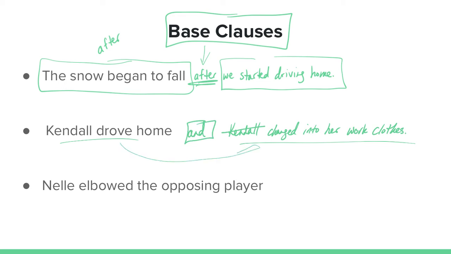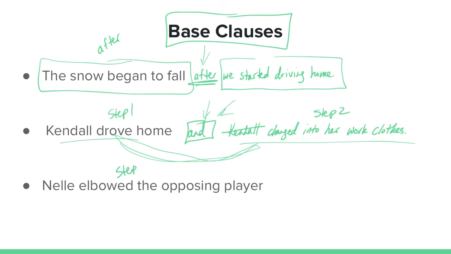Suddenly I've linked the two clauses with a connective. So I've made another step. Here's step one. Here's step two. And I used a connective to link them. All right, let's look at this third base clause. Nellie elbowed the opposing player. So that would be step one.